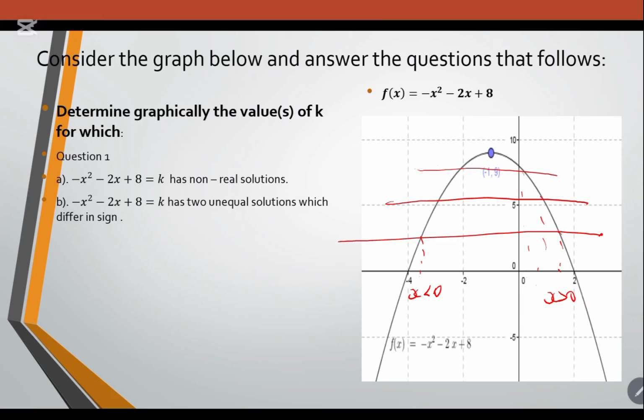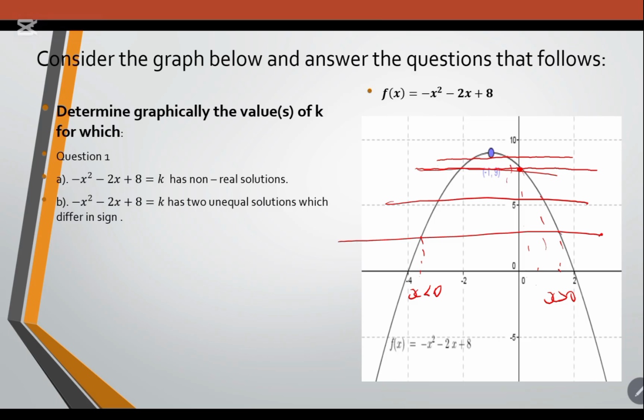If I move it up until the y-intercept, the value of x at this point is 0. So if it is 0 and the other one is negative, they still differ in sign because 0 is neither negative nor positive. But what will happen if the line y = k is above the y-intercept, but below the turning point?